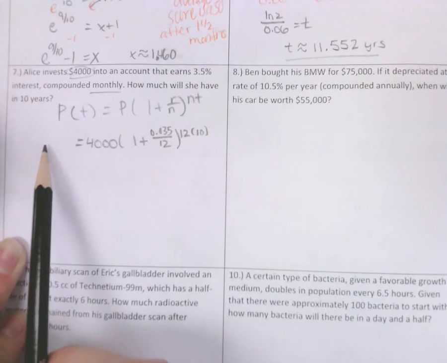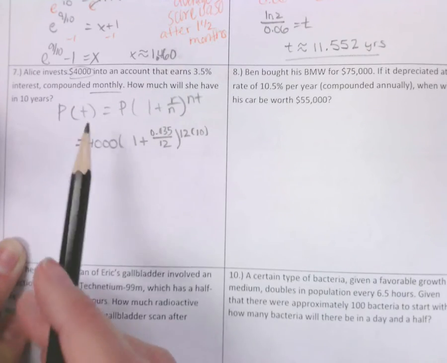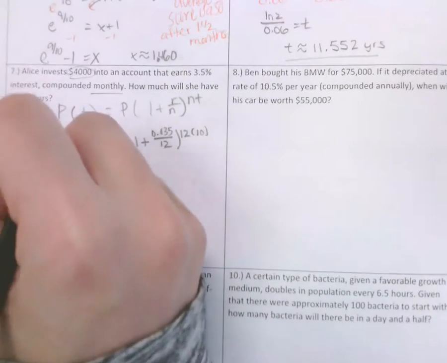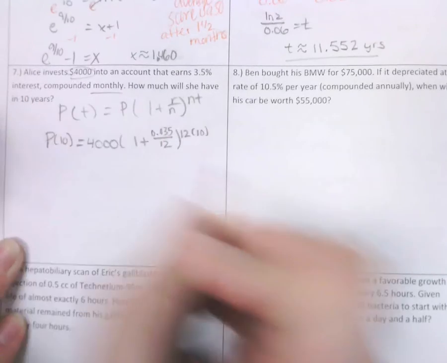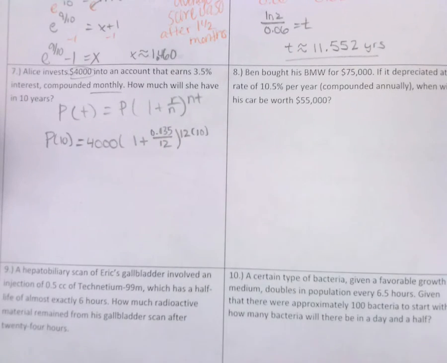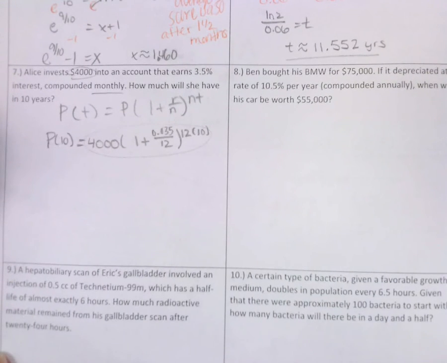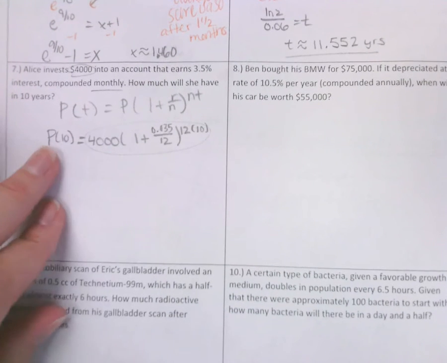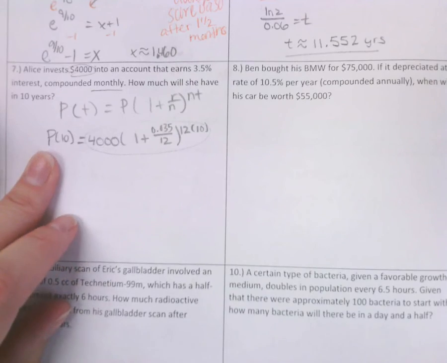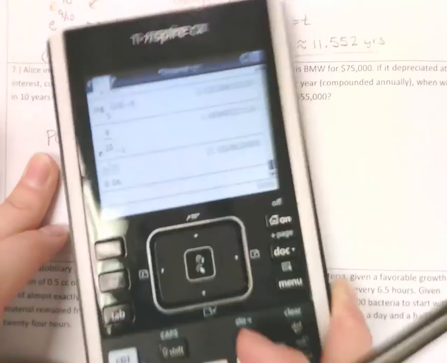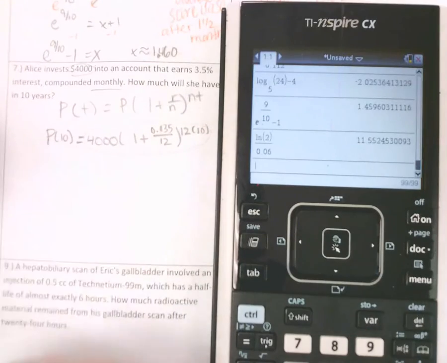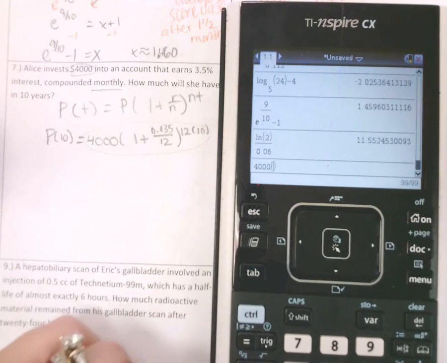What do I put on the left? Well, I have to put something there. P of T, P of 10, because this is the amount after 10 years. This isn't really an equation; you don't have to solve anything. All you have to do is plug all this in on your calculator, and the calculator does the rest. So know when you have to solve and not solve. When we're finding the left side of the equation, the calculator does all the math. So carefully plug this into your calculator.